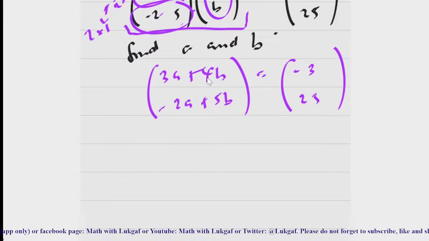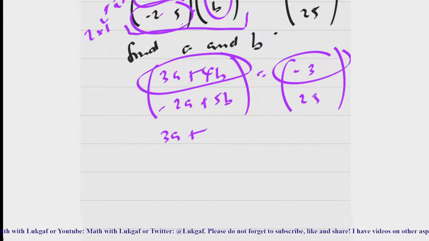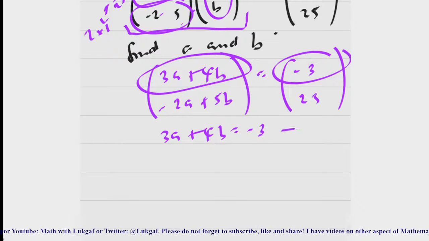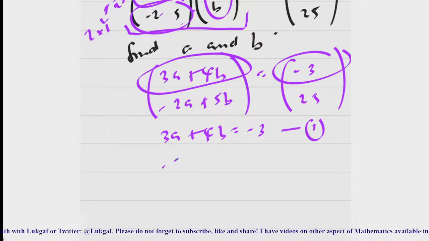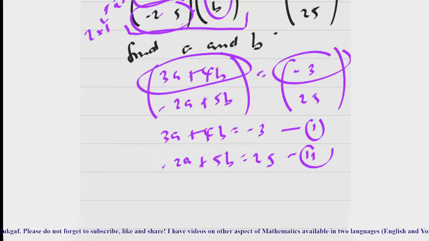It means I can say that this guy is equal to this guy. 3a plus 4b is equal to minus 3. You call this equation 1. And minus 2a plus 5b is equal to 25, equation 2. Can you see this has led to a simultaneous equation? You can use any of your methods. You can use your substitution method or elimination method. But I'm going to use elimination method here.